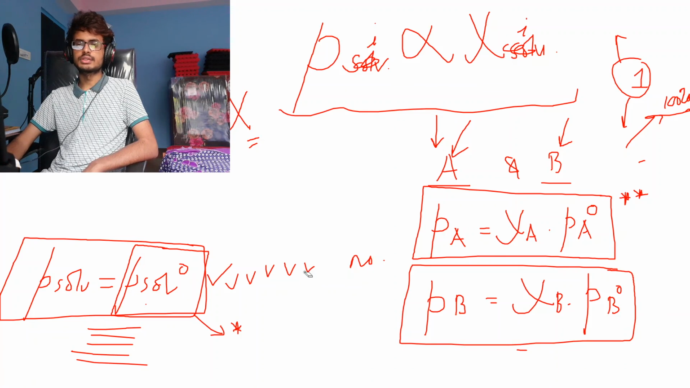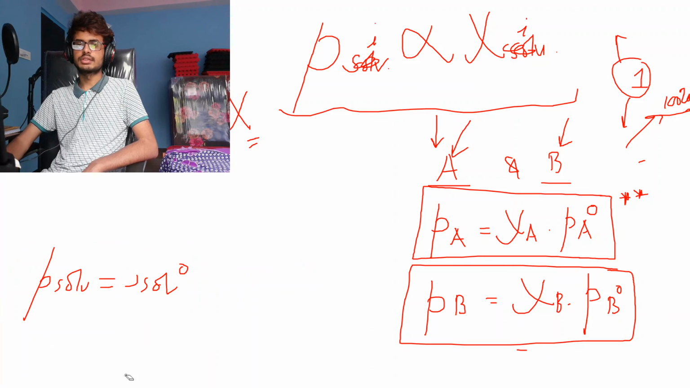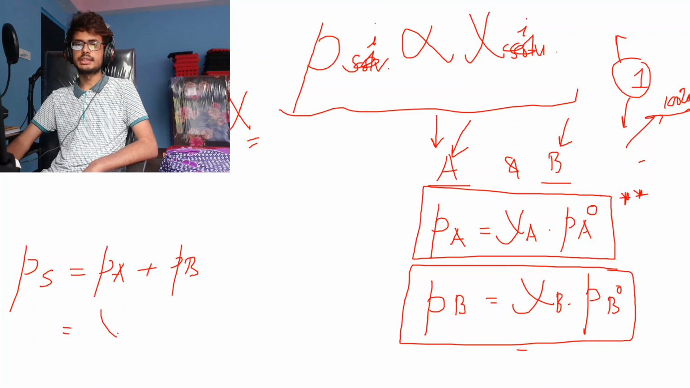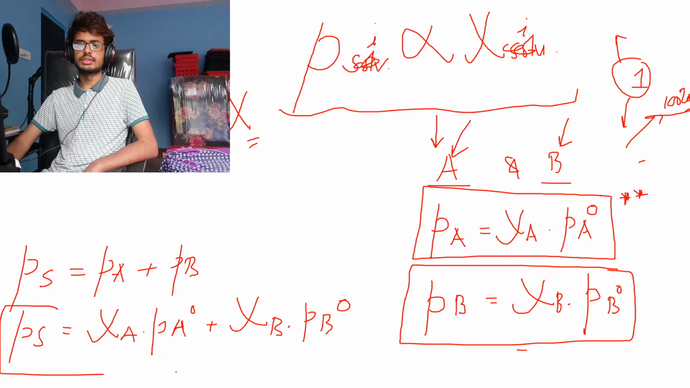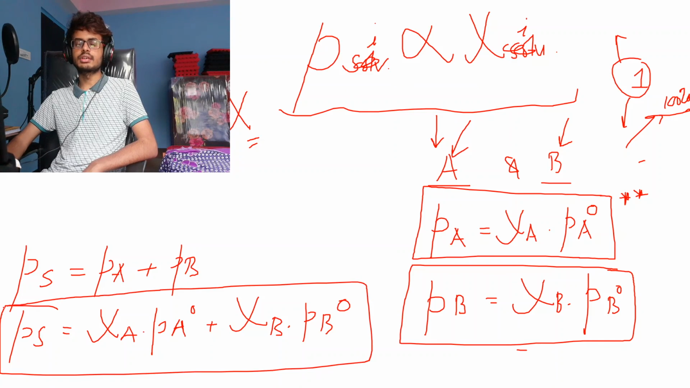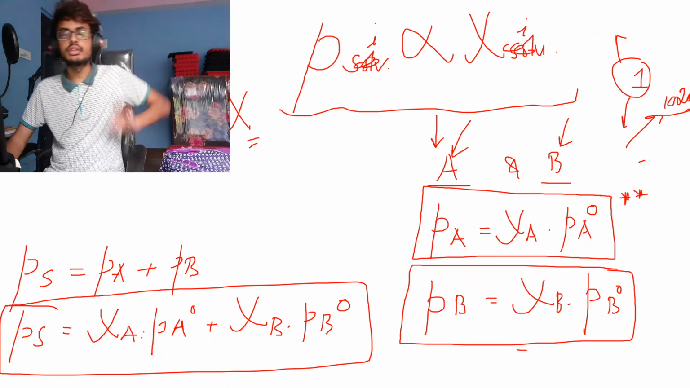Now the partial pressure of the solution, that is P of solution, which has two components A and B. So partial pressure of the solution will be equal to partial pressure of A plus partial pressure of B. So just replace it as mole fraction of A into partial pressure of A at pure state plus mole fraction of B at partial pressure of B at pure state. So this is the partial pressure of the solution. Now you can just confirm whether you actually understood this or not.